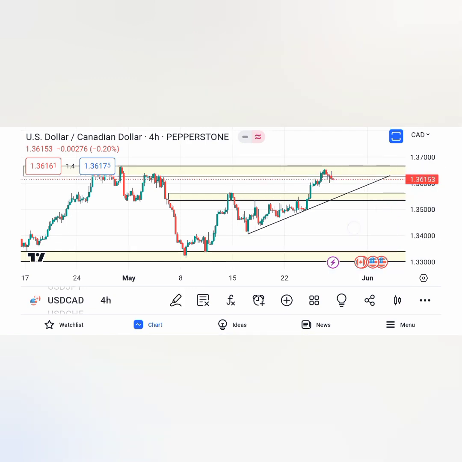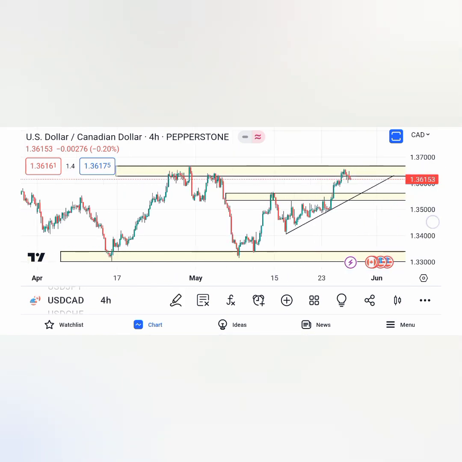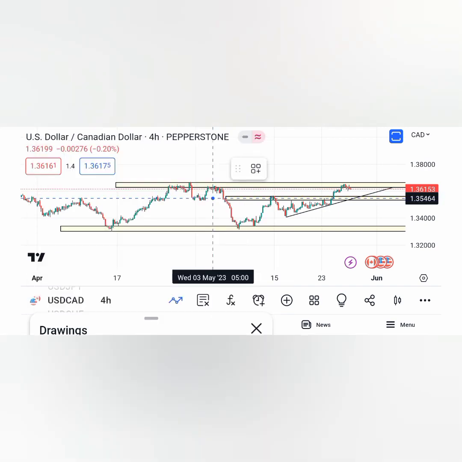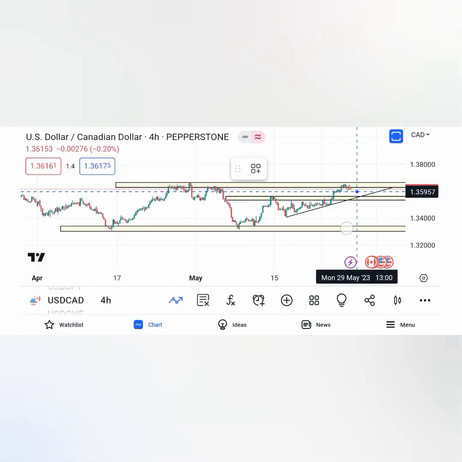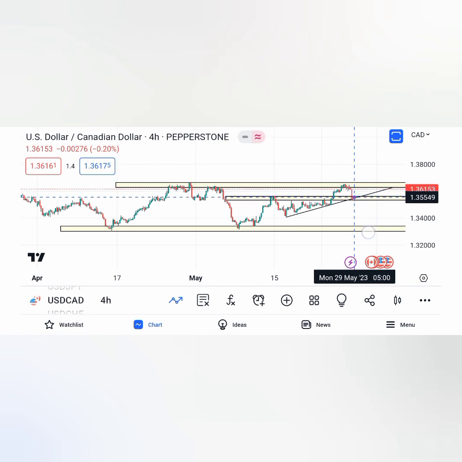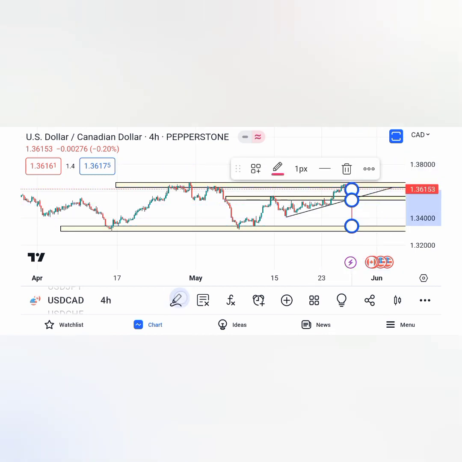So now what is likely to happen on USD CAD this coming week is that price will come and test this level, then continue upwards. But if price breaks downwards, then my target is this very point, then continue upwards. But let's see what the market will do.